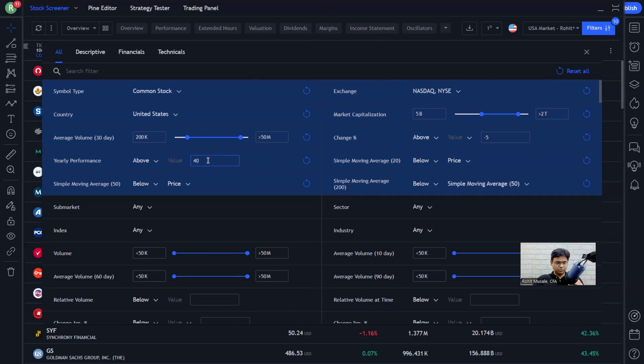If you want to make some additional filtering, at the max, you can change this, but don't change the moving averages. Don't change the percentage. Don't change the country, the exchange, and the volume requirement. These are some basic requirements. At the max, you can change the yearly performance and the market capitalization. You can shift it as per your requirements.